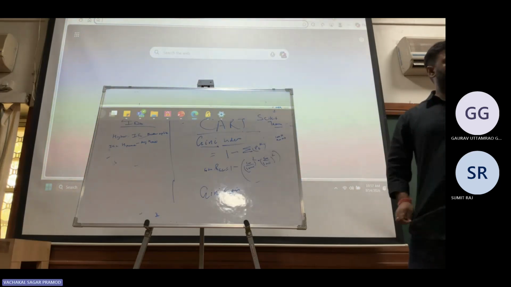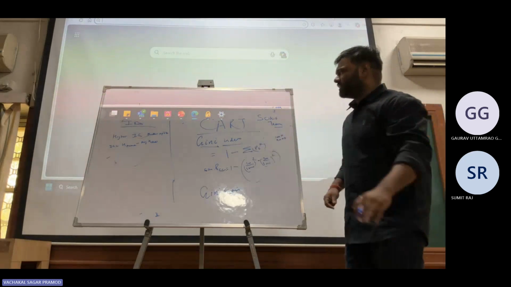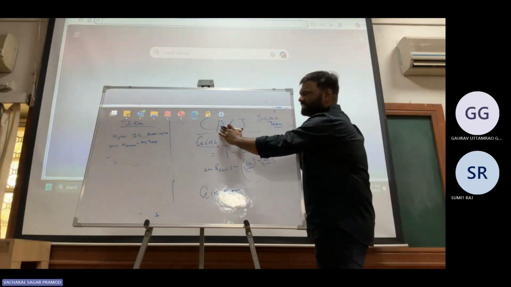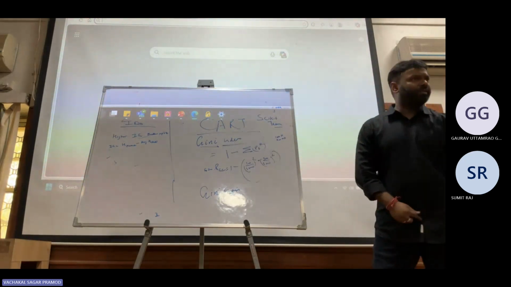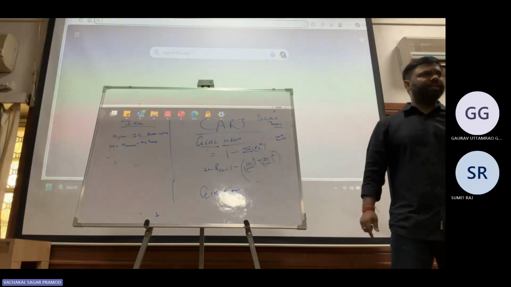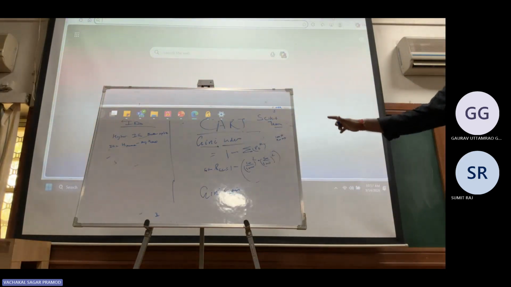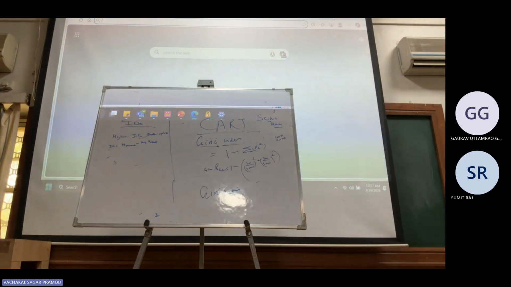So what is CART? CART is classification and regression trees. I'm not sure that is the full form. Maybe check on Google. Let me check CART full form. It is C.A.R.T. The Gini index should be as close to zero as possible. Zero is the best case.